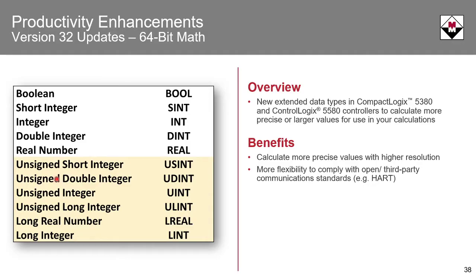With version 32, they added 6 new data types: unsigned short integer, unsigned double integer, unsigned integer, unsigned long integer, long real number, and long integer. These data types give you the ability to calculate more precise values with higher resolution, and give you more flexibility to comply with open third-party communication standards such as HART.